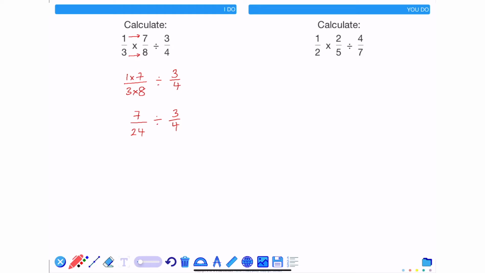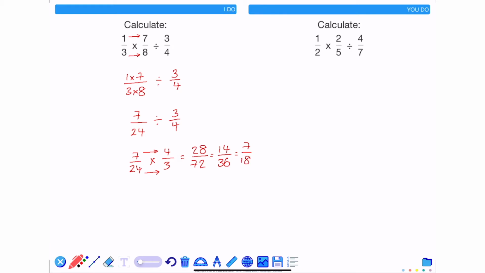Whenever I divide by a fraction, I multiply by its reciprocal instead. And by multiplying by the reciprocal, it now means I can use the same technique for multiplying. That's 7 times 4 and 24 times 3, and this will give me 28 over 72. Always remember to simplify the fraction. So it will be 14 over 36, which will simplify down to 7 over 18.